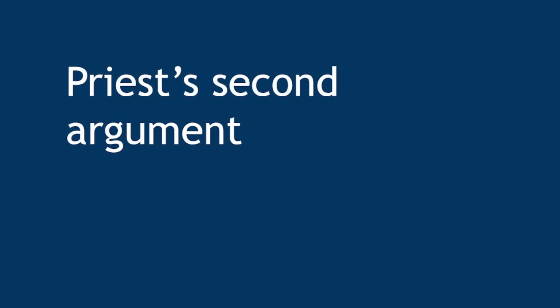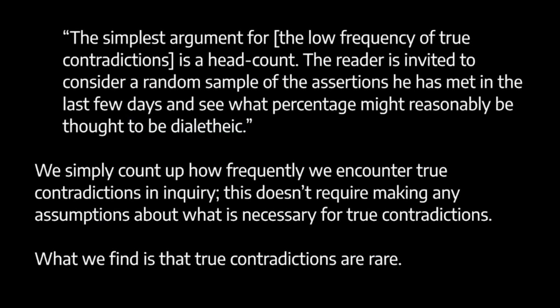Okay, Priest's second argument. So this is the head count argument. Priest puts it this way. The simplest argument for the low frequency of true contradictions is a head count. The reader is invited to consider a random sample of the assertions he has met in the last few days and see what percentage might reasonably be thought to be dialetheic.